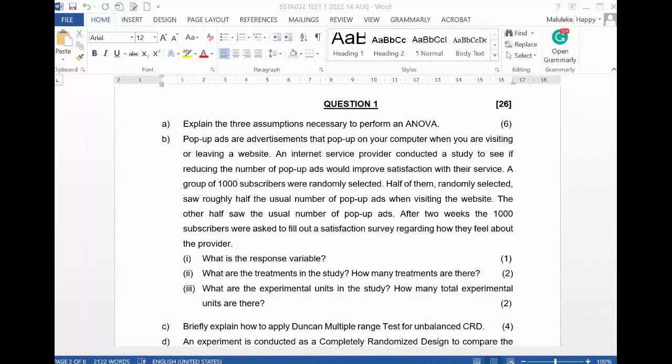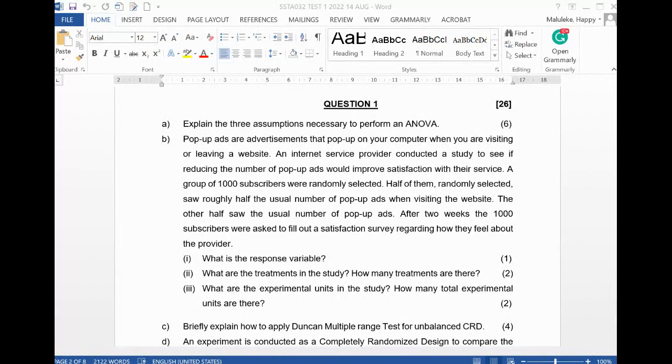Or you can simply answer this question in a correct way. For example, for the constant variance, you will say, I will check if the variance is constant. How will you check it? I can use Hartley's test to check if the variance is constant. If I fail to reject the null hypothesis, it means the variance is constant, and you get the other mark.